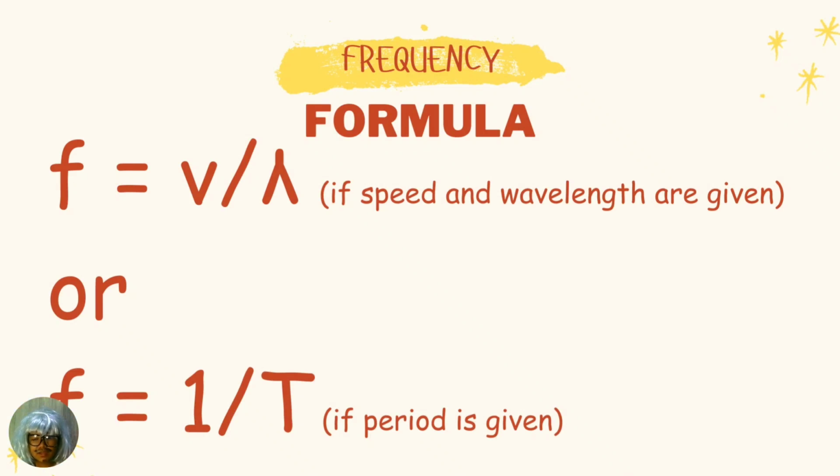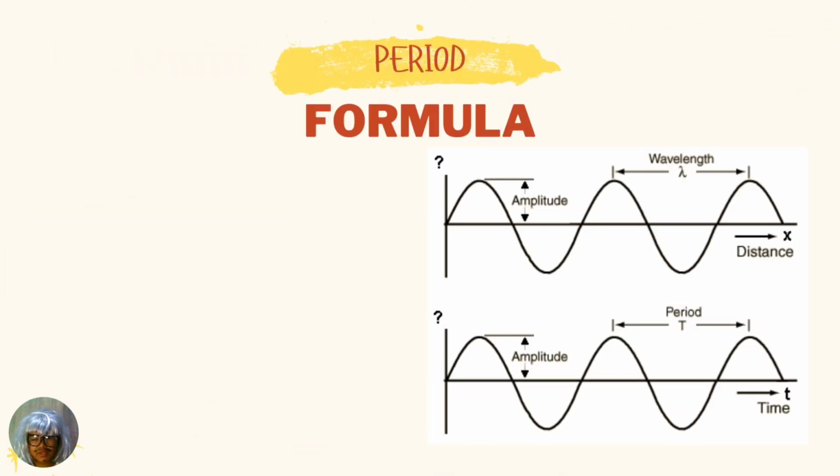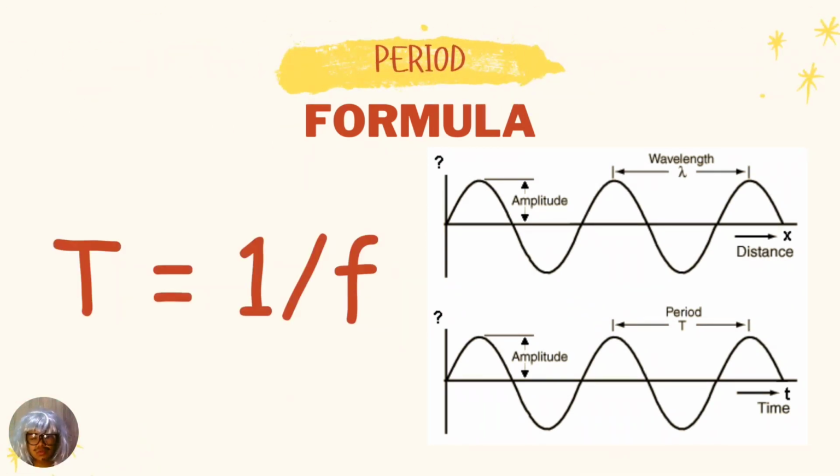And now lastly, moving on to the formula of our period. Formula for period is simply period is equal to 1 divided by the given frequency in the problem. So I hope you all got that in your head, or if you noted that down, I hope you all got those formulas since we'll be using them later on in our video.